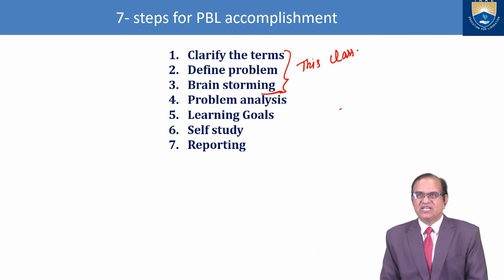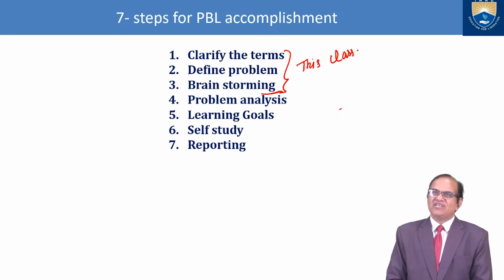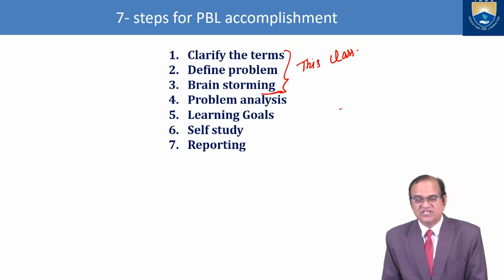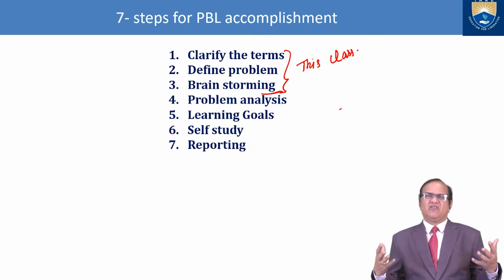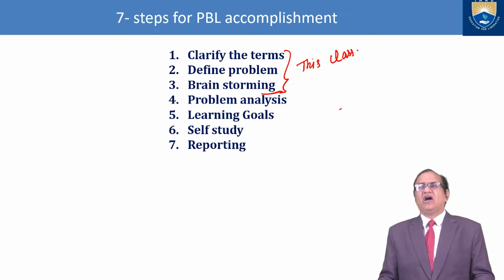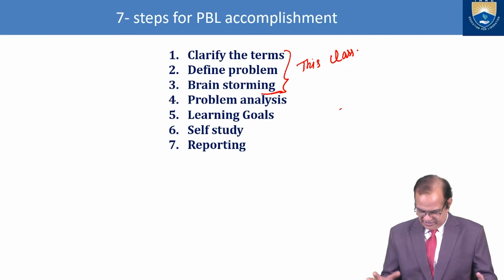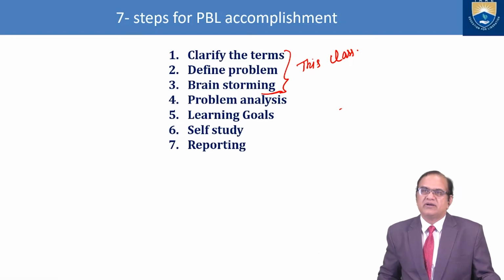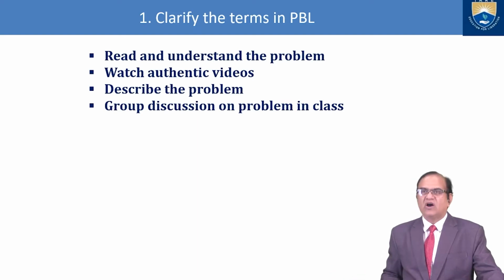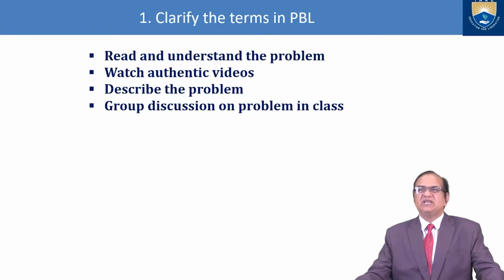So we have 7 steps for project-based learning accomplishment. First one is clarify the terms. Define the problem, that is the second. Then we have to do the brainstorming. In brainstorming, I am going to discuss in much detail. Then we go for the problem analysis, how we can do the problem analysis. Then the learning goals, then self-study, and then reporting. These are the 7 steps we have to follow in our project-based learning course. Now, the first step is clarify the terms in project-based learning.